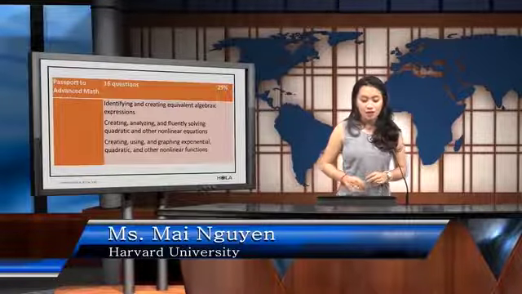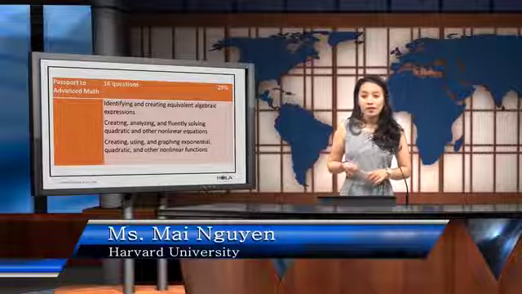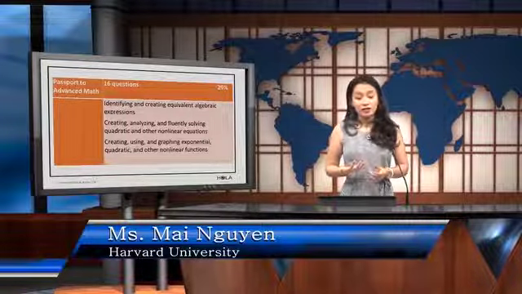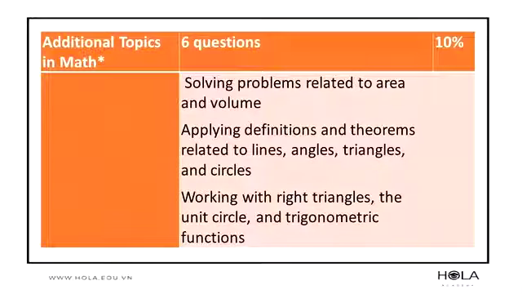The third section would be Passport to Advanced Math, with only 16 questions, but also very significant. These questions will focus on identifying and creating equivalent algebraic expressions, solving quadratic, nonlinear equations, and so on. If you don't exactly know what they mean yet, don't worry, because we'll cover them in detail in our next lessons. And our last category of topics would be pretty mixed.